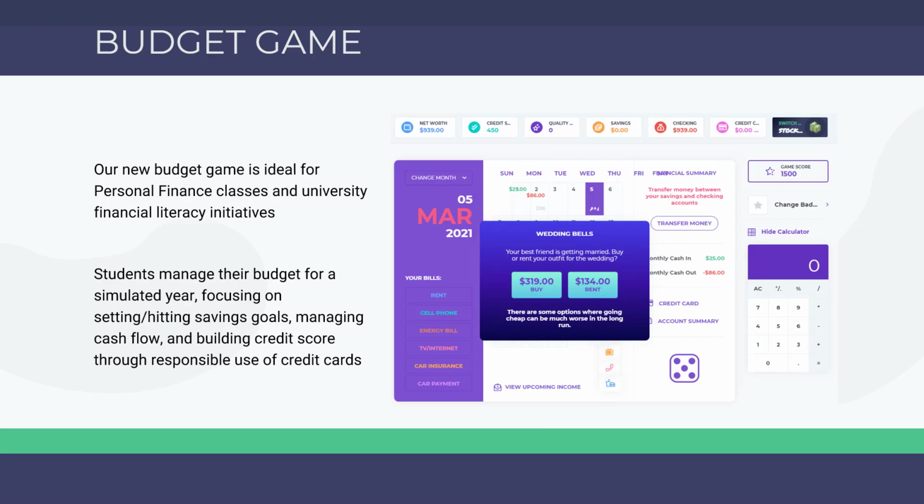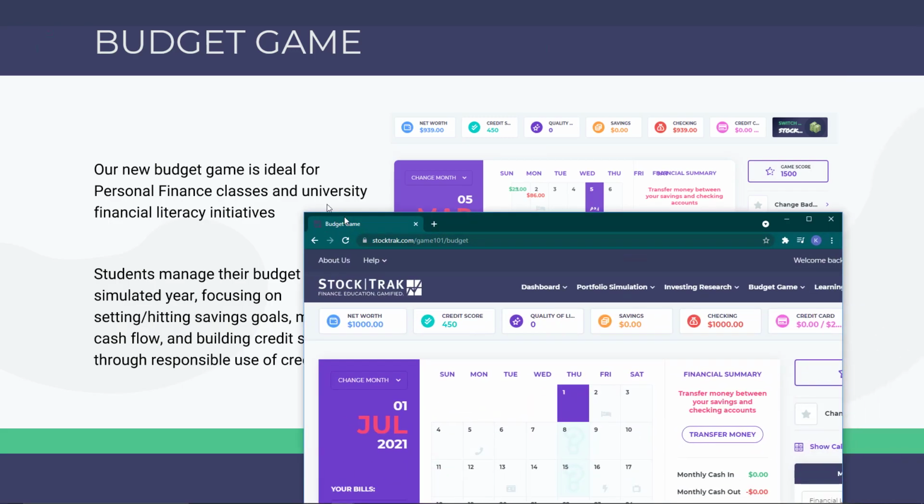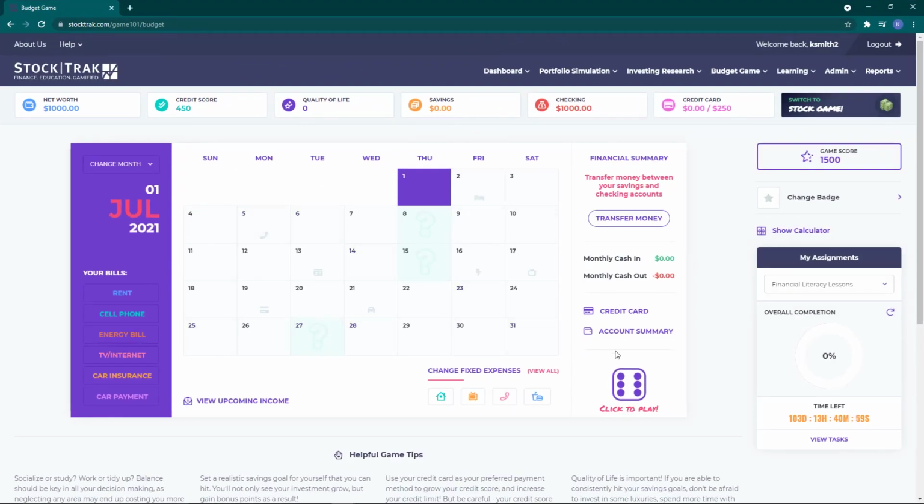Over the summer, we've also made a number of improvements to our budgeting game. We've been talking about our budgeting game for about a year now, so the game itself is not new, but it is for personal finance and university financial literacy initiatives. Students manage their budget for a simulated year. We focus on paying yourself first, with students setting and hitting savings goals, managing cash flow, and building a credit score. I'll just do a quick start of the game here.